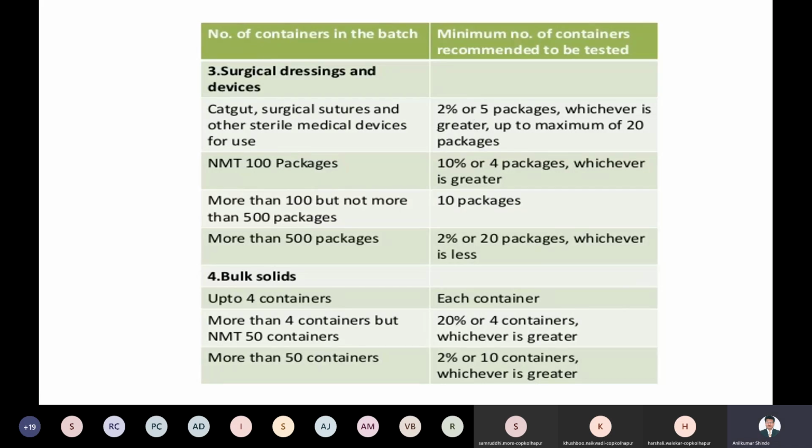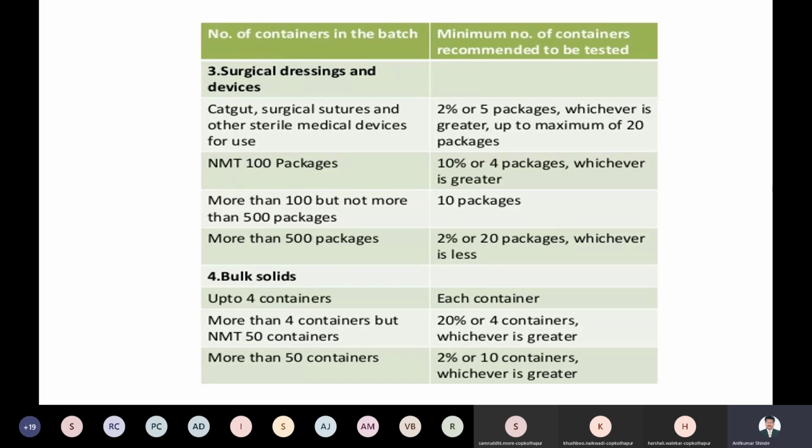So we can take 2% of the batch, and the minimum is 5 packets, the maximum is 20 packages we can take, and take that representative of the sample and test whether your product is free from bacteria or not.